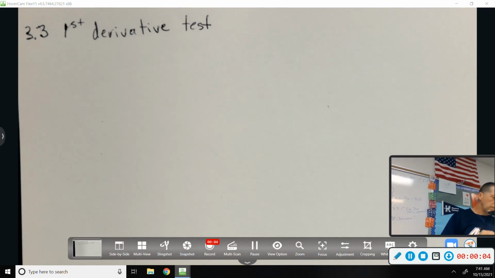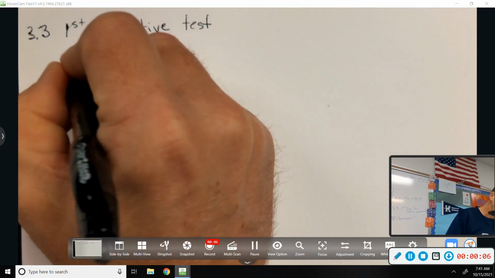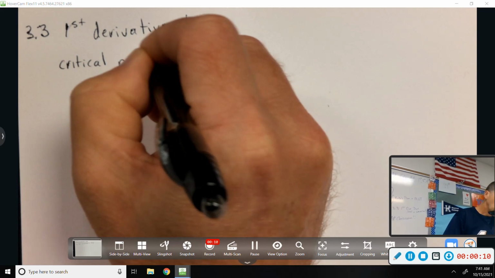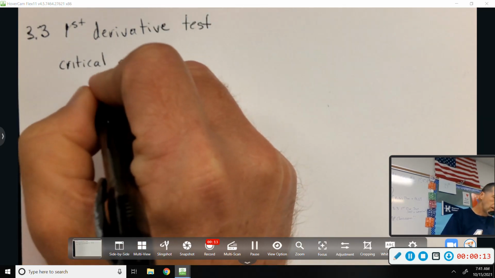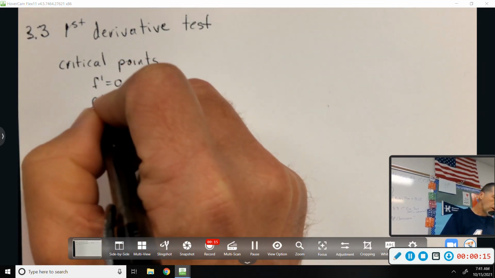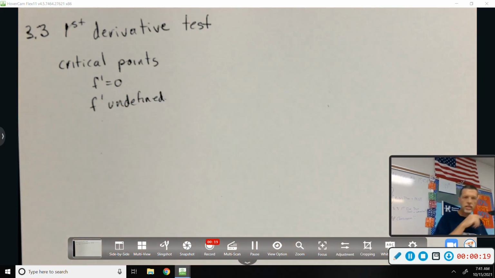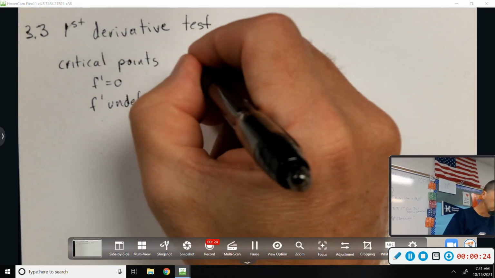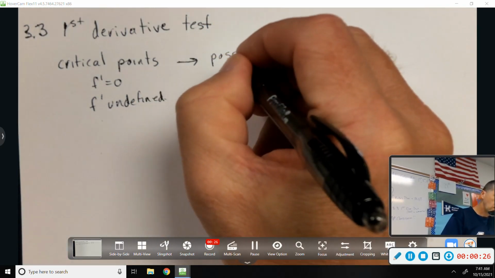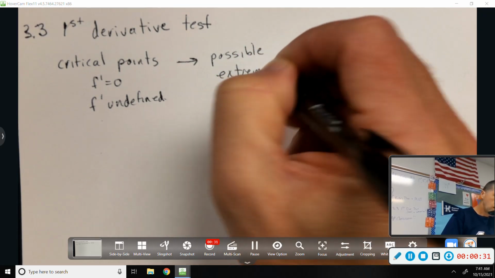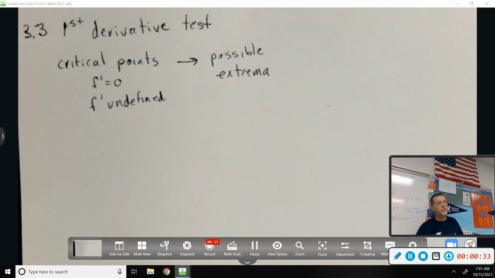So let's back up a minute and talk about what we did on Monday. That was a long time ago. Because we found critical points. That was where f prime was 0 or f prime is undefined. And that was sort of our set of possible extrema. Right? Because all extrema are critical points, but not all critical points are extrema.